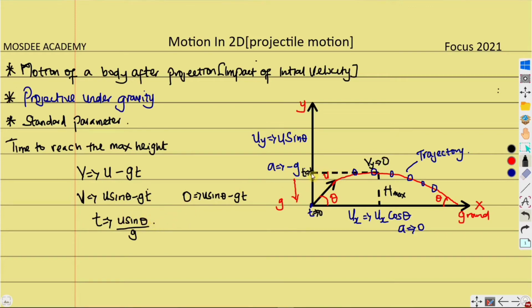Now again, if the body reaches here, we can also calculate the time it will take the body to come back to where it started from. It will not stay up, it will come down. The time for the body to come back to where it started from is what we call the time of flight. That is another standard parameter you can always keep in mind, and it is denoted by capital T. The same time it takes to reach up will be the same time the body takes to come down. So in this case, we say U sine theta over G plus U sine theta over G, you have 2U sine theta over G.